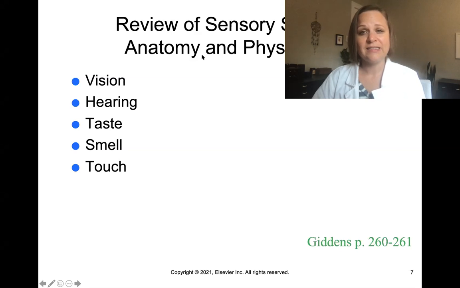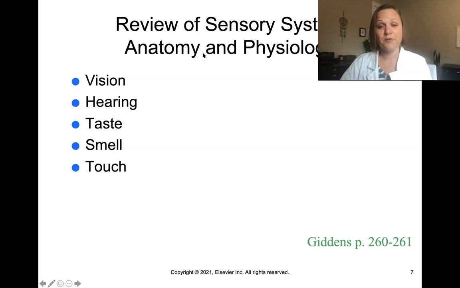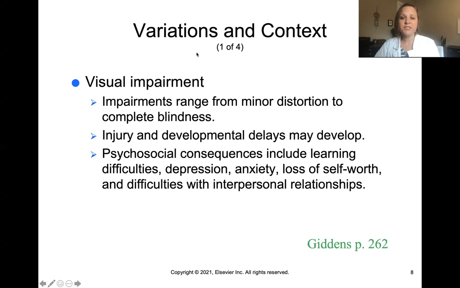So as we said, the sensory system isn't going to include all 5 of your senses: vision, hearing, taste, smell, and touch. For the focus of this class, we're going to be focusing most specifically on vision and hearing deficits. So visual impairment is the first example of this. Impairments range from minor distortion to just needing some contacts or some glasses, or maybe glasses just even when you read or drive, to complete blindness and complete disability.